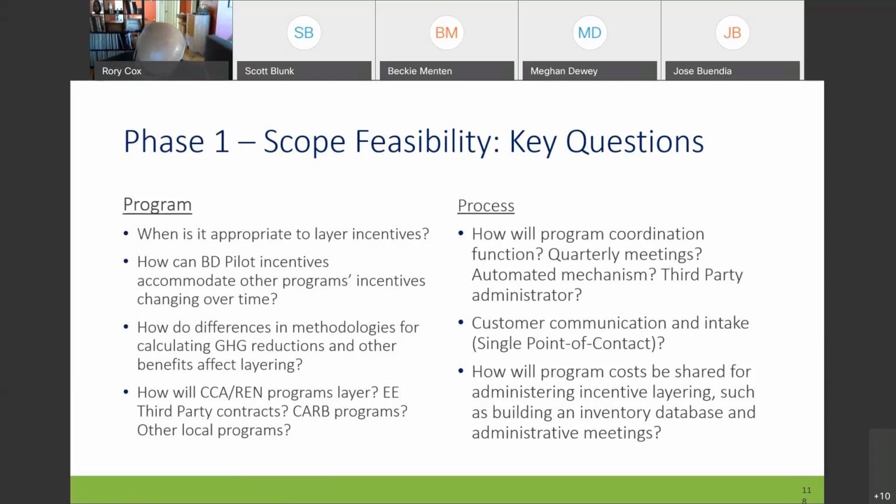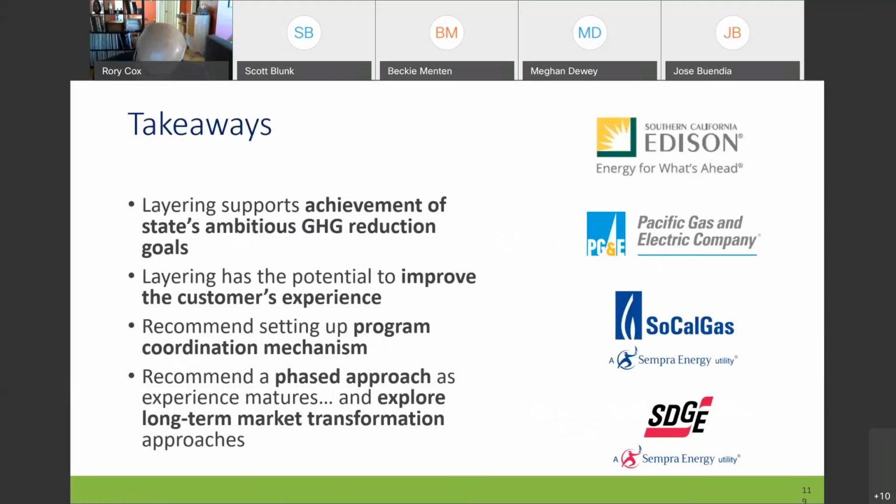Next slide. So in the end here, we know that layering will help support the achievement of our goals, and we've got to make this happen. We want to improve the customer experience. We've got to put the customer, and I would say contractor too, I think they're part of that customer solution. We've got to put that experience first and foremost. We've got to make them want to layer incentives.